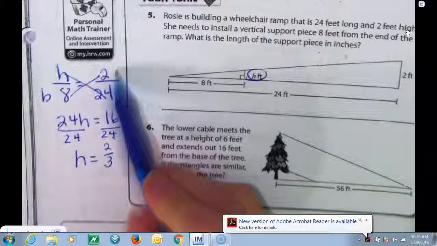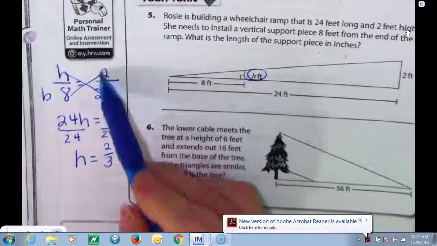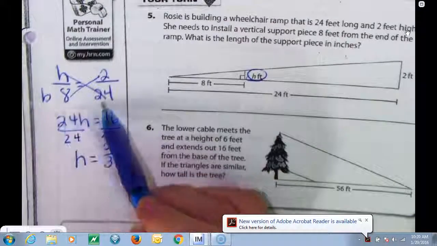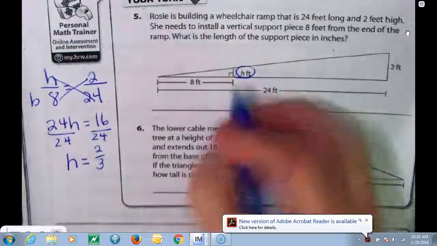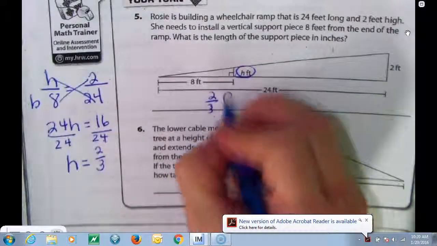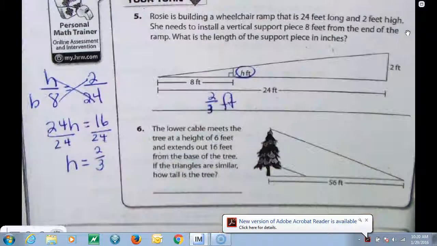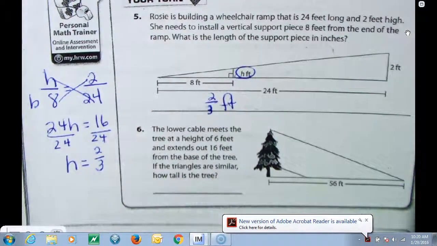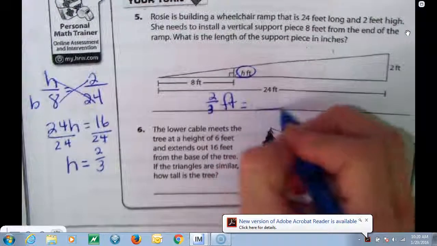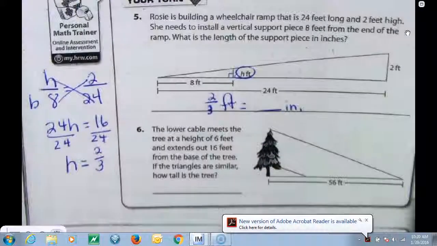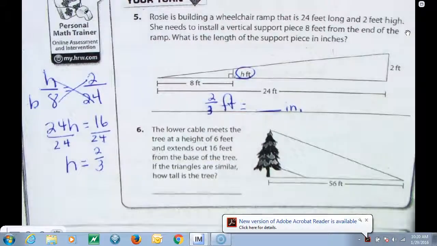Okay, what is 2, 8, and 24? What are all their dimensions? 2 what? What unit? 2 what? Feet. So we're going to put 2/3 feet in the blank. And then I'm going to go read the question. What is the length of the support piece in inches? Don't say it out loud. I want everybody to have a chance to try to figure it out. 2/3 feet, how many inches would that be?